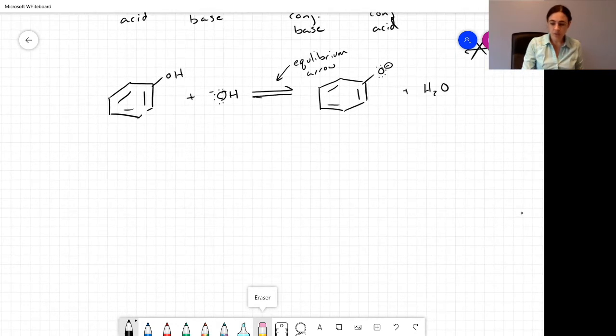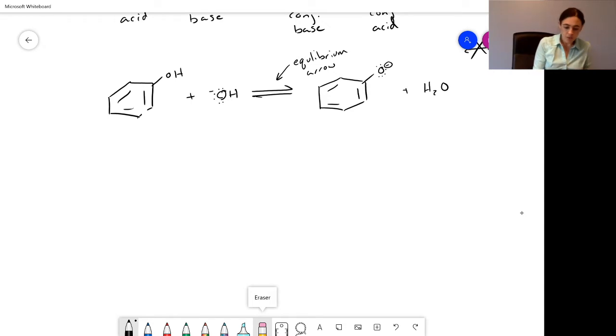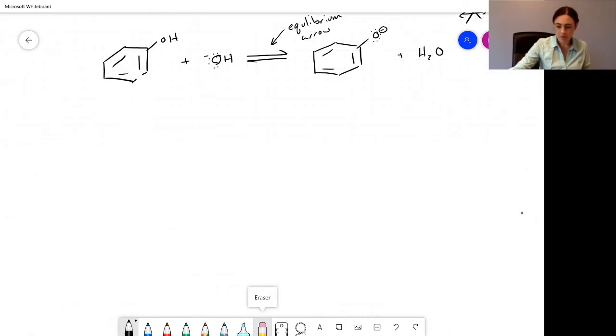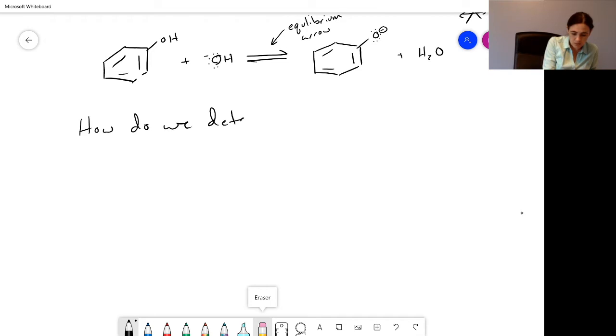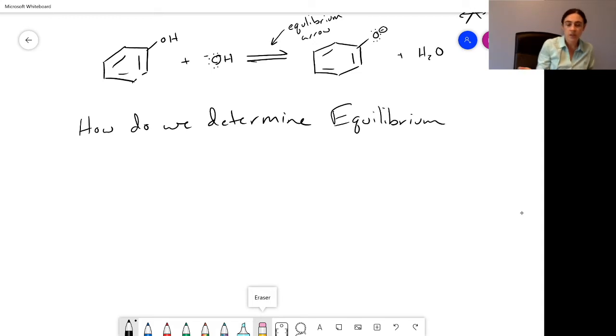So how do we determine equilibrium? Well, we can determine equilibrium using the equation for an equilibrium. This also allows us to determine which state is more populated, right? The products or the reactants. And which state, we can also refer to that as which one is more favored.